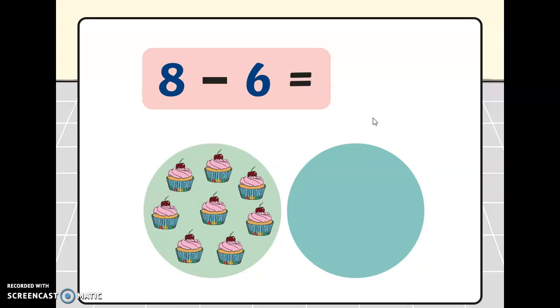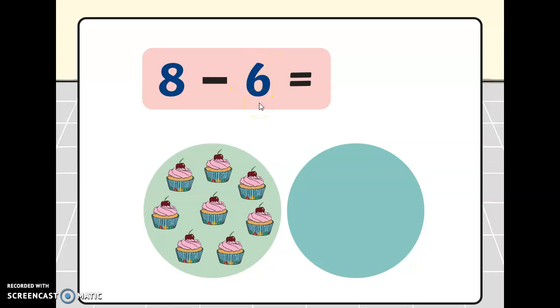Okay, this time we've got cakes, Miss Woods' favourite, yummy cakes. And our number sentence says 8 take away 6 equals what? We need to work it out. So put 8 fingers up, boys and girls. 5 on one hand, 5, 6, 7, 8. We shouldn't have to keep counting from 1 because we know that we have got 5 fingers on one hand, okay? So we've got 8 fingers up. And how many do we need to take away?